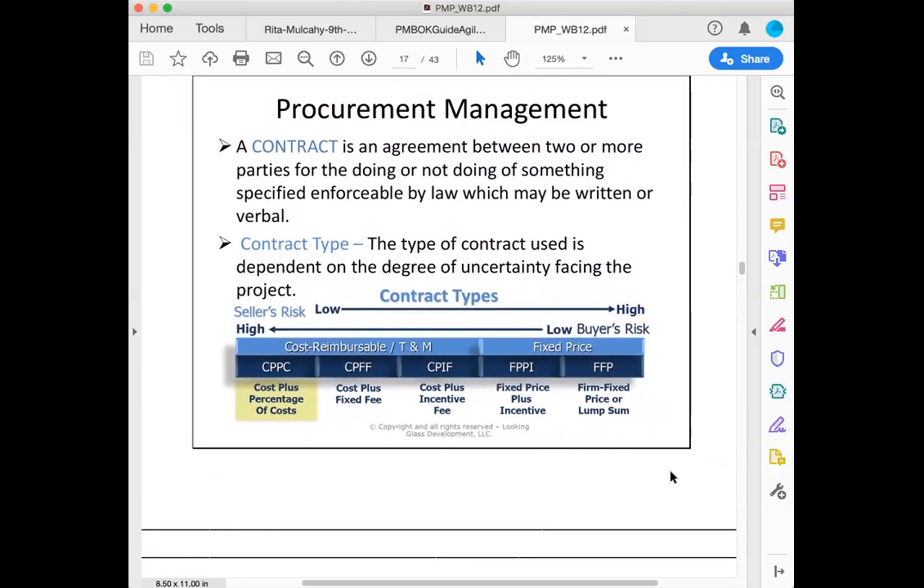Alrighty. So we have contract types between 2 or more people. Seller risk low, seller risk high: cost plus percentage of cost, cost plus fixed fee, cost plus incentive fee, fixed price plus incentive, firm fixed price or lump sum. So the seller's risk is always high if it's firm fixed price or a lump sum. It's low on the other side. No, seller's risk is high, right? When it is the cost plus percentage of cost, or is it the other way around?